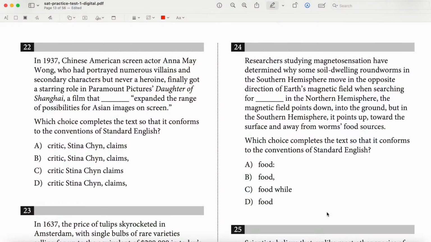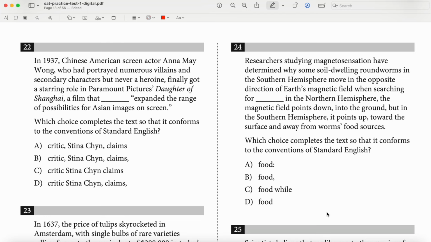22. Oh, this one's tough. 22. Catherine, you are up. Go ahead and read 22 for us, please. Okay, I'll just plug in answer choice A right off the bat. Absolutely. In 1937, Chinese-American screen actor Anna May Wong, who had portrayed numerous villains and secondary characters but never a heroine, finally got a starring role in Paramount Pictures' Daughter of Shanghai, a film that critic Stina Shin claims expanded the range of possibilities for Asian images on screen.